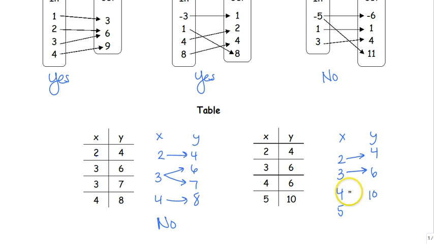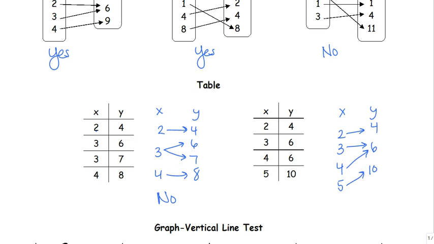3 maps to 6, 4 maps to 6, and 5 maps to 10. Is this a function? Yes. Remember the vending machine. Let's just say that 6 is the most popular soda, which means you have 2 buttons, but every time I hit 3, I'm always going to get a 6. Every time I hit 4, I'm always going to get a 6. So, if you have the same number repeated in the x column, that's bad. If you have the same number repeated in the y column, that's okay.